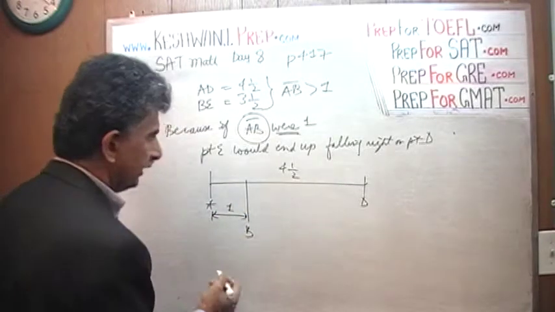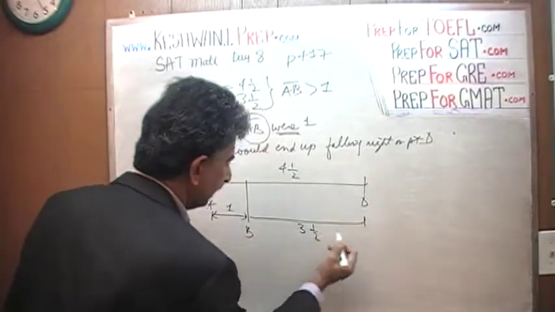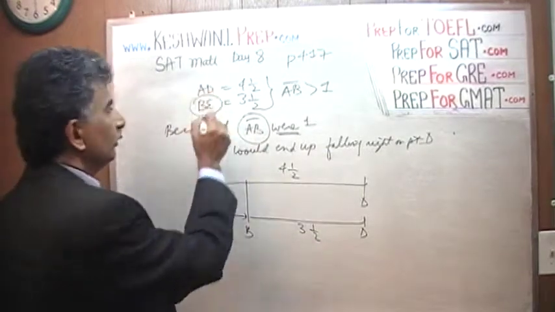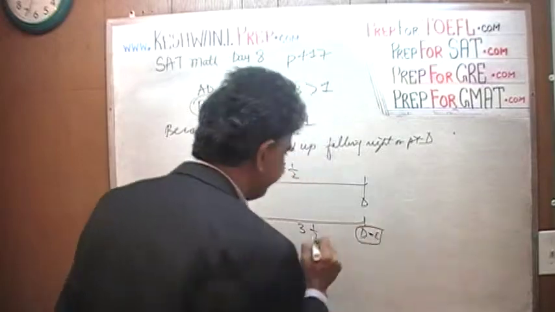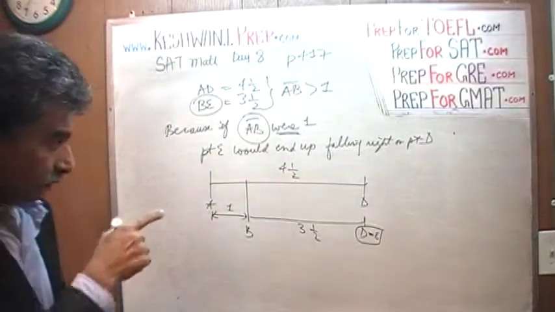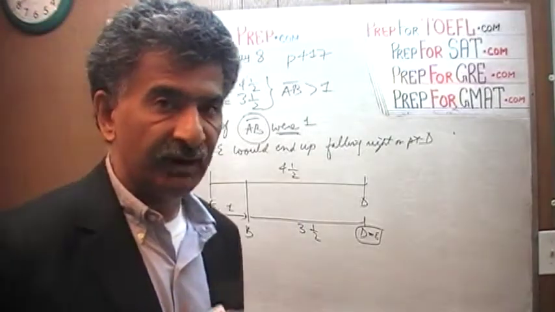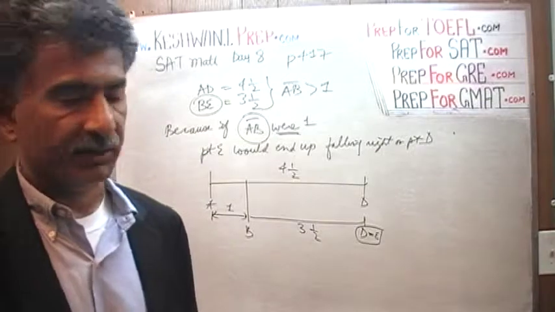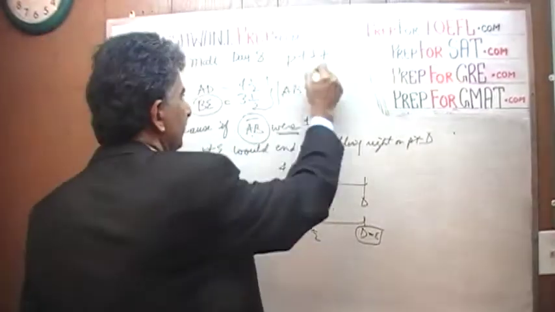If A to B is 1, then this will be 3.5. B to D will be 3.5. But we are told that B to E is 3.5, which means D and E would end up being the same point. We're not allowed that. We are told that these are 5 distinct, separate, different points. 2 points cannot overlap each other, which means A to B must be more than 1.